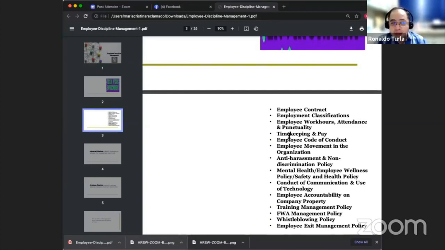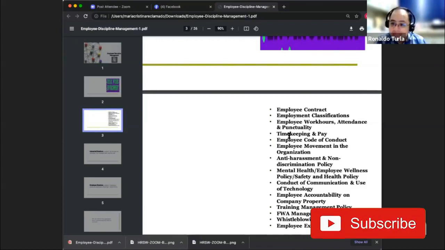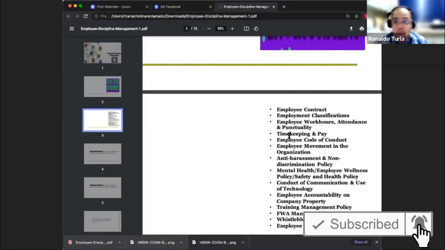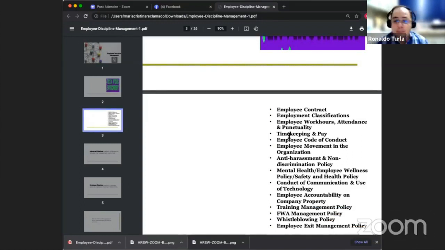Kasi sometimes dapat hindi gamitin yung whistleblowing to retaliate or at least parang take revenge for somebody or to some people. So yung whistleblowing has to be a neutral policy of the company so that people will actually participate, no, in telling, kung may mga nangyayari talagang irregularities in the company.